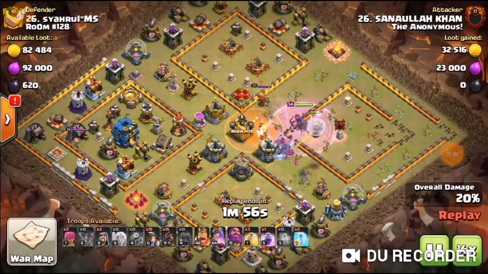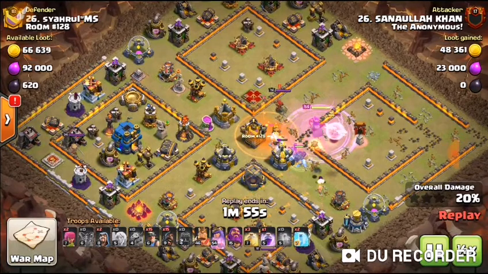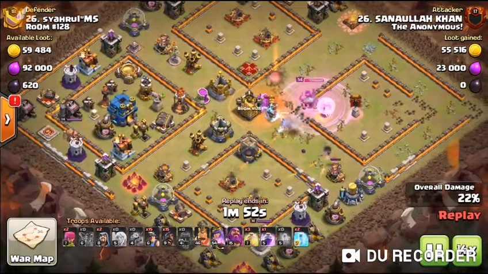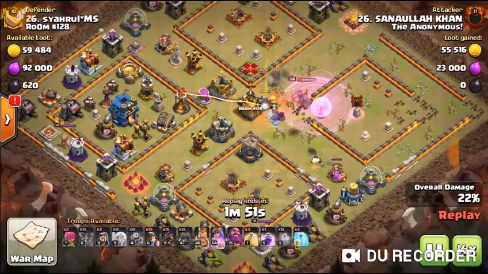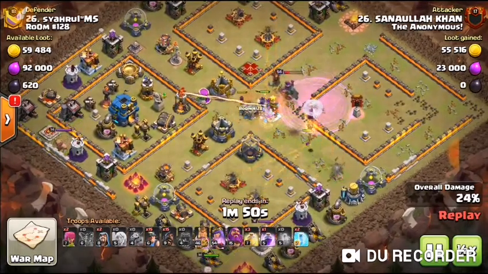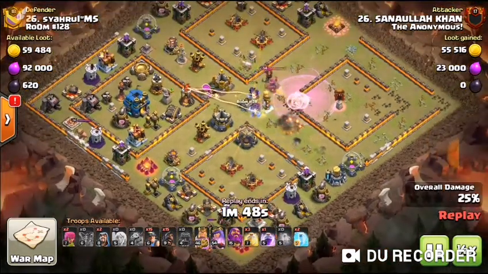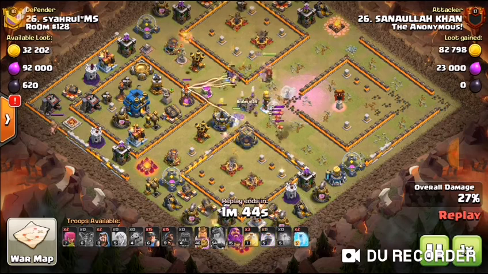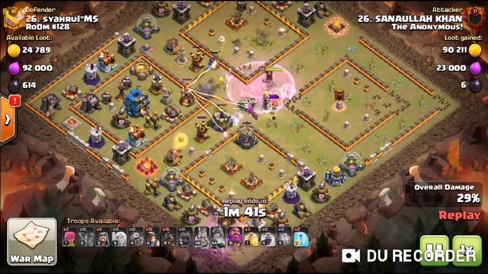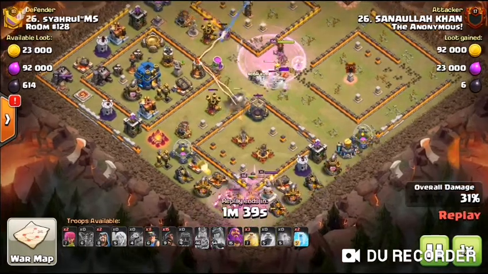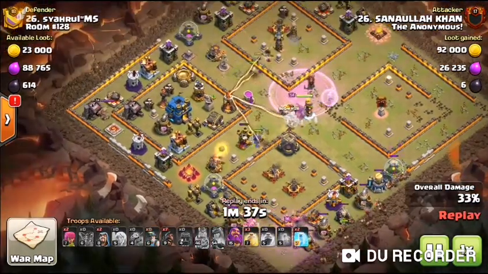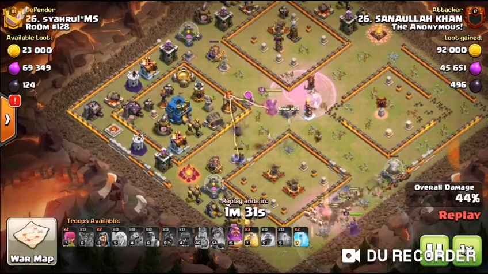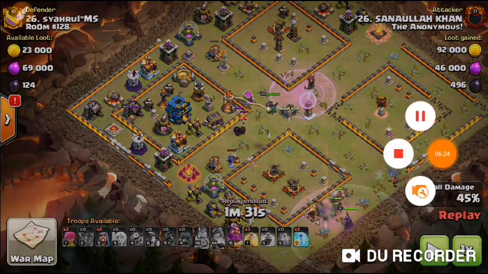See, guys, the rage spell is being used to tackle down this queen. And this rage spell is used again to protect the queen from other defenses. Let me show another example.